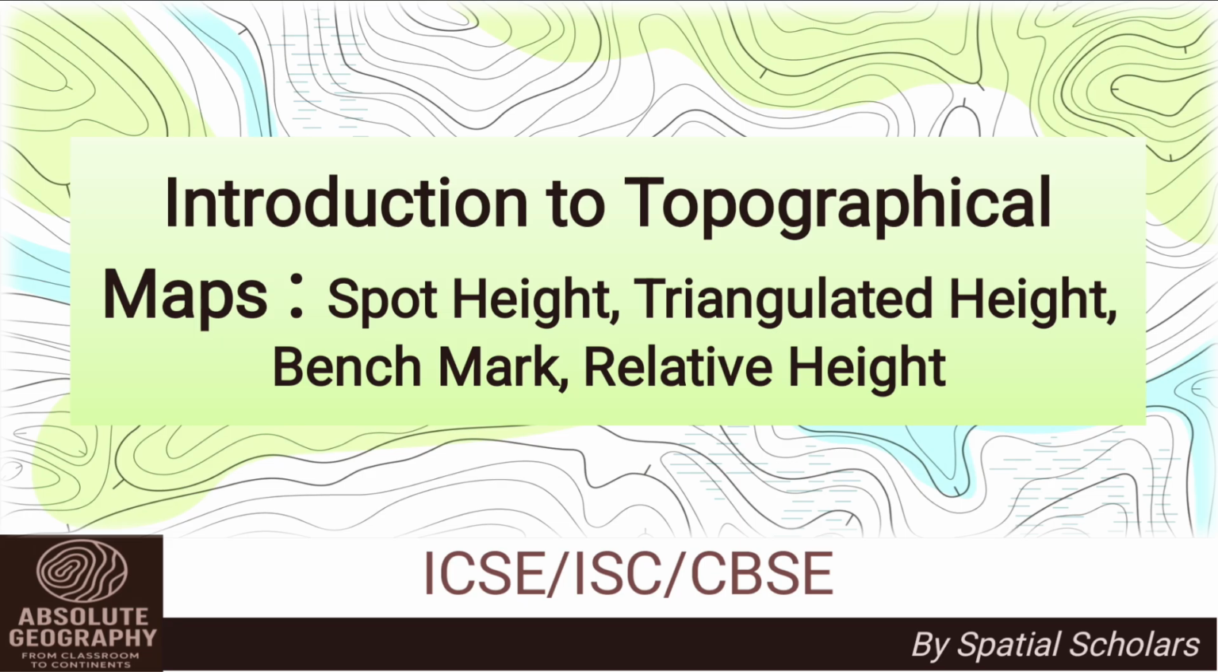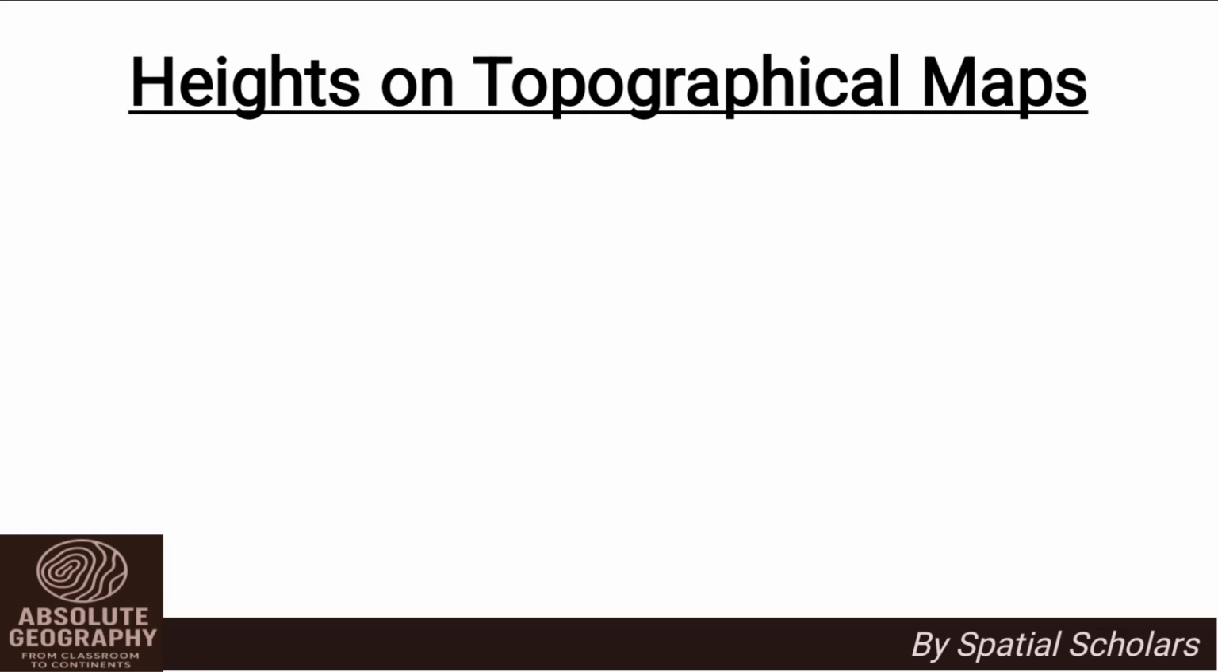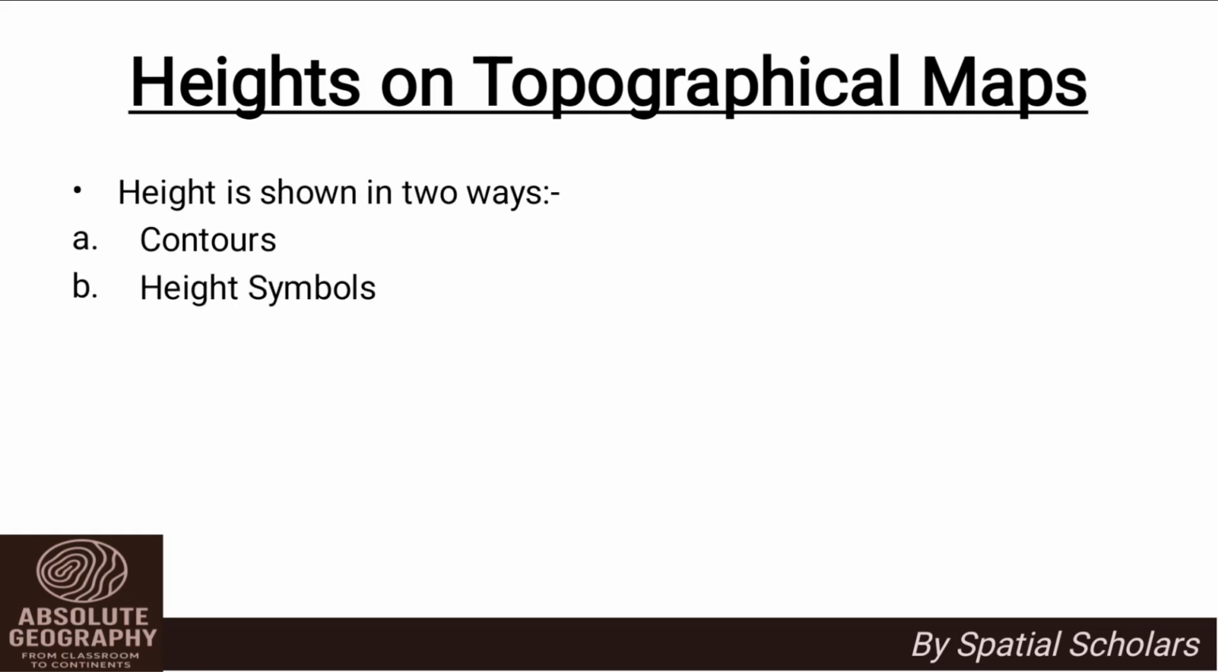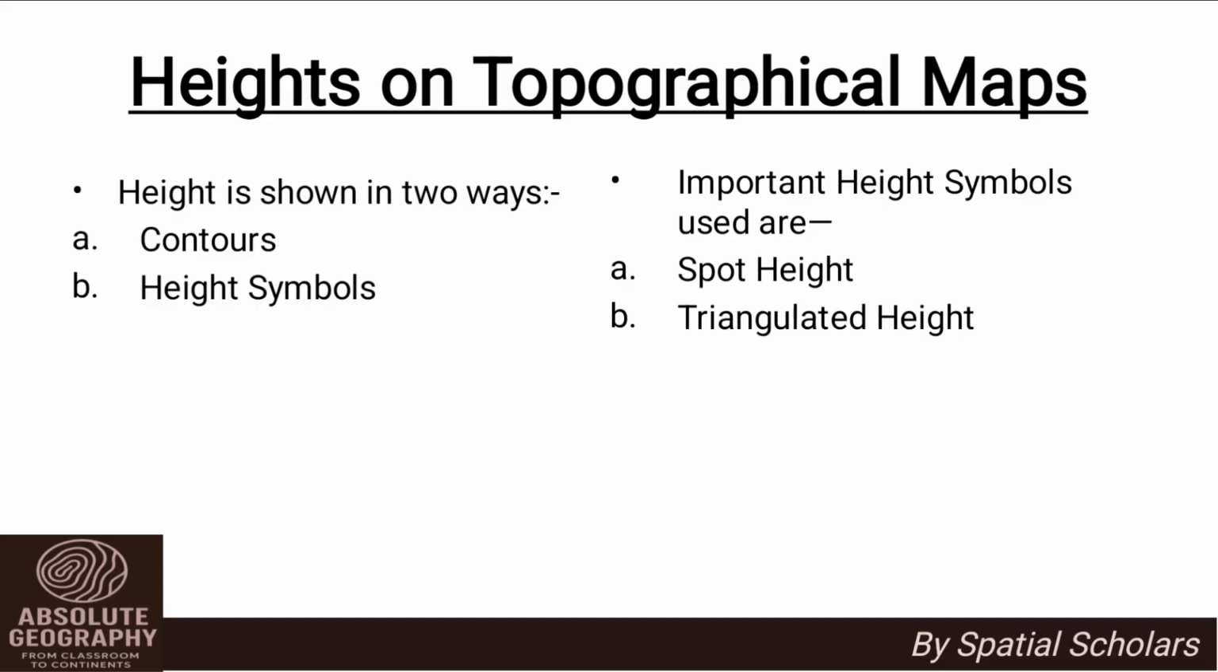In this video, we will learn about different ways in which height is represented on a topographical map. Height on a topographical map is represented in two ways. First, using contours. Second, by using different symbols. In previous video, we have already discussed contours in detail. Now let's understand four important height symbols: spot height, triangulated height, benchmark, and relative height.